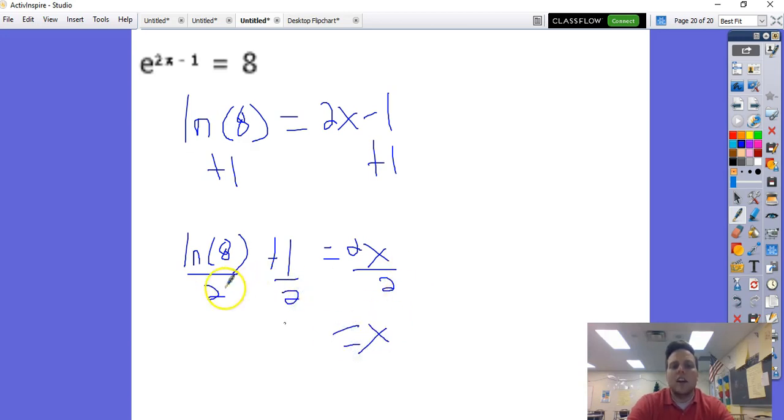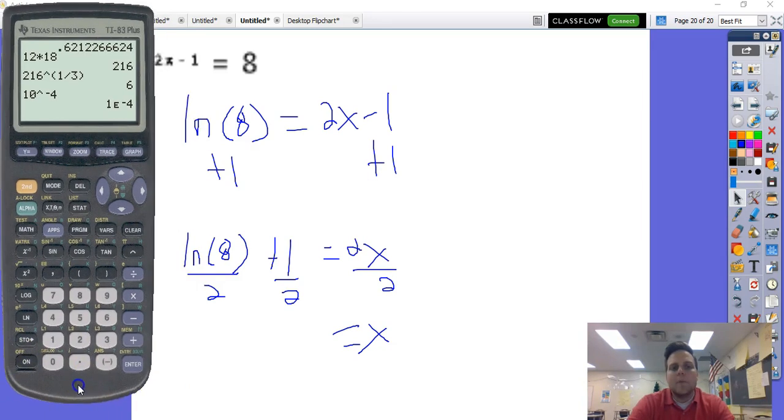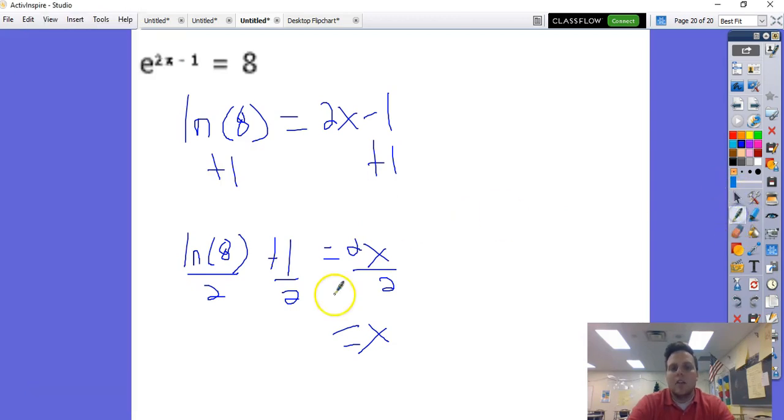And we are going to figure out a number for this because it's not something simple like e squared like we had a second ago. So we're going to type in natural log of 8. Natural log is the button right here on the calculator. Divided by 2. Plus 0.5, because 1/2 is the same thing. That's 0.5. Press enter, and we get 1.5. So x is approximately 1.5.